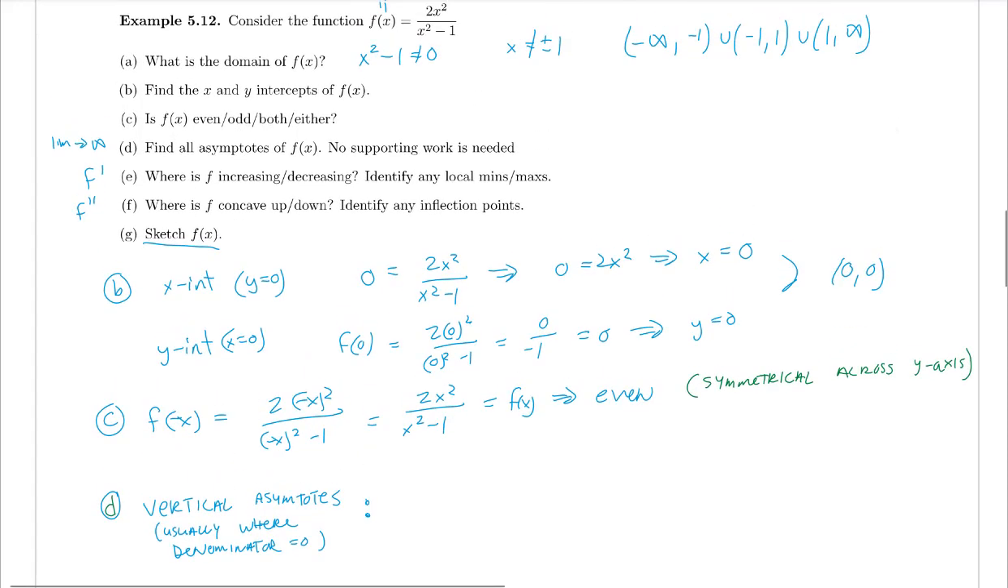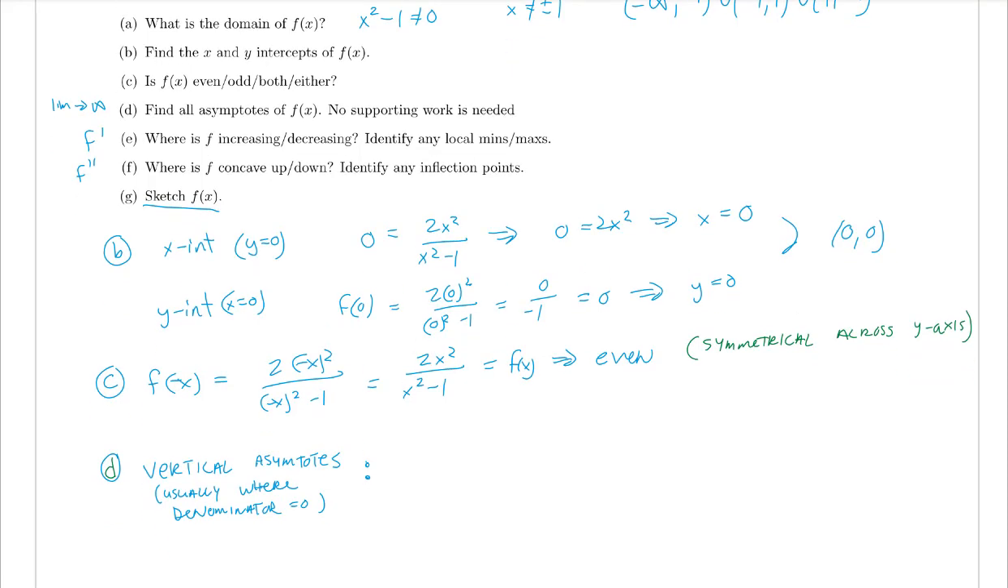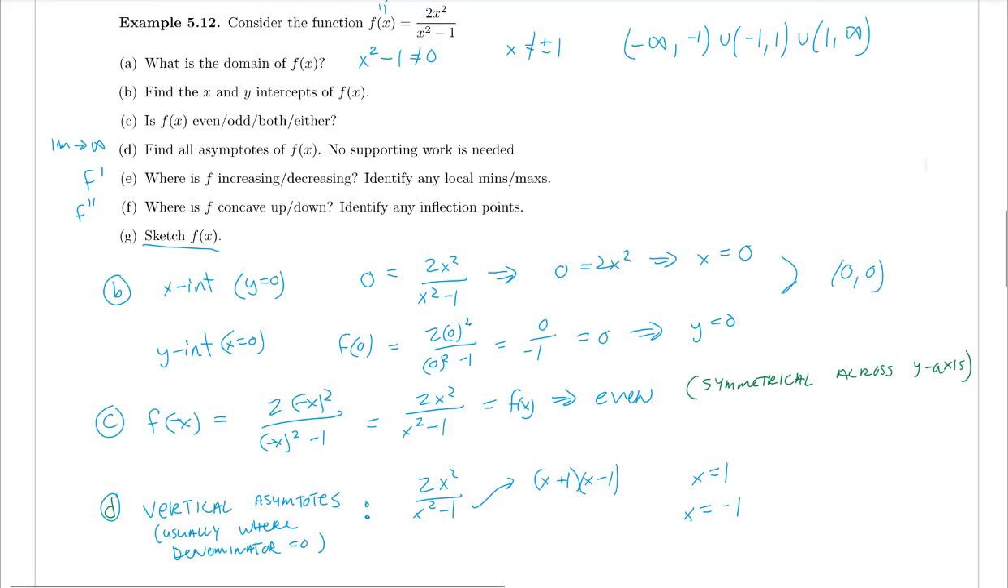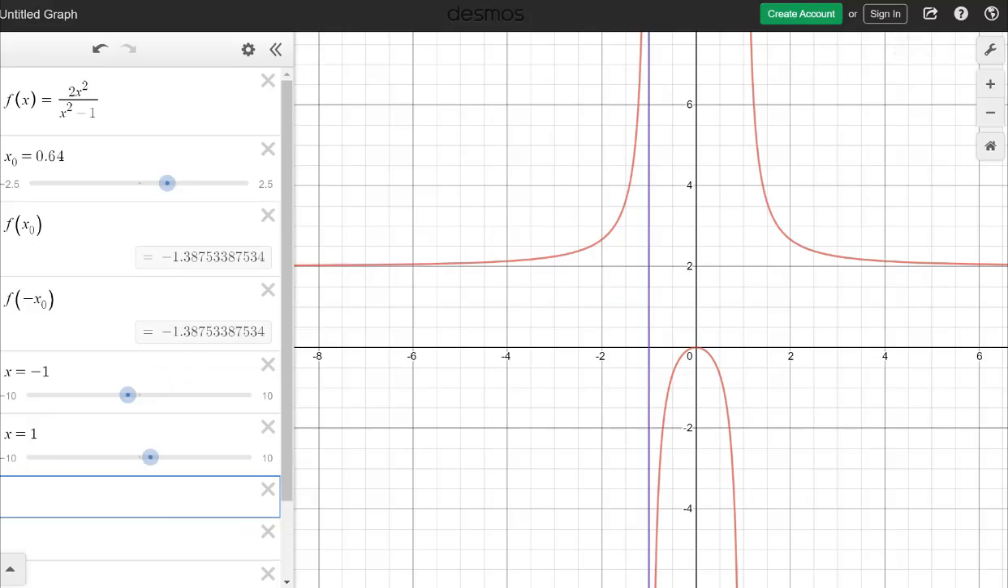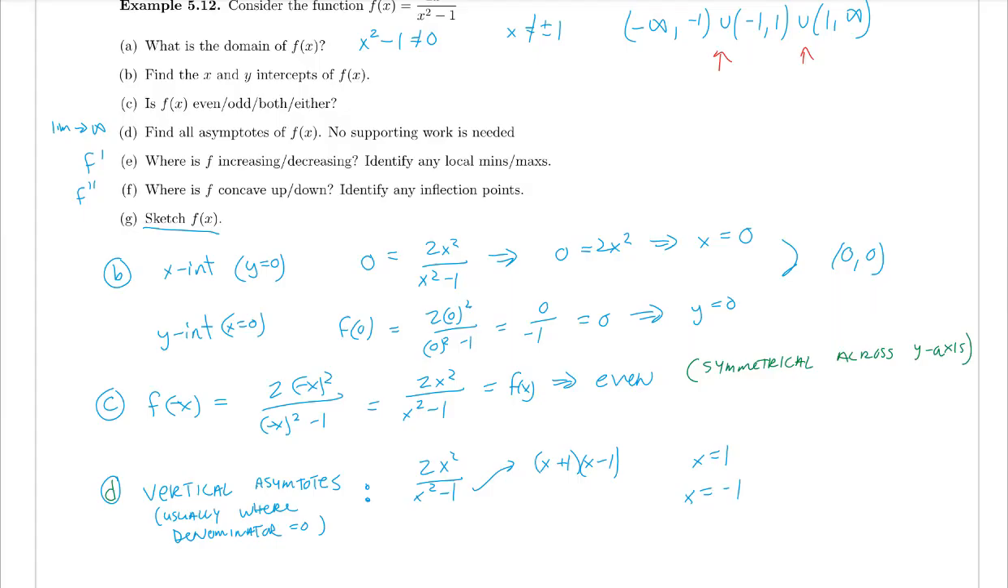In this case, our denominator is x squared minus 1. So we have 2x squared over x squared minus 1. This denominator factors into x plus 1 times x minus 1. And so we know that we're going to have vertical asymptotes at x equals 1 and x equals negative 1, which match the holes in our domain. And you can see here that we have our vertical asymptote at x equals negative 1 and at x equals positive 1. Later, when we're looking for critical values, remember that those x equals 1 and x equals negative 1 points are not critical values because they're vertical asymptotes.